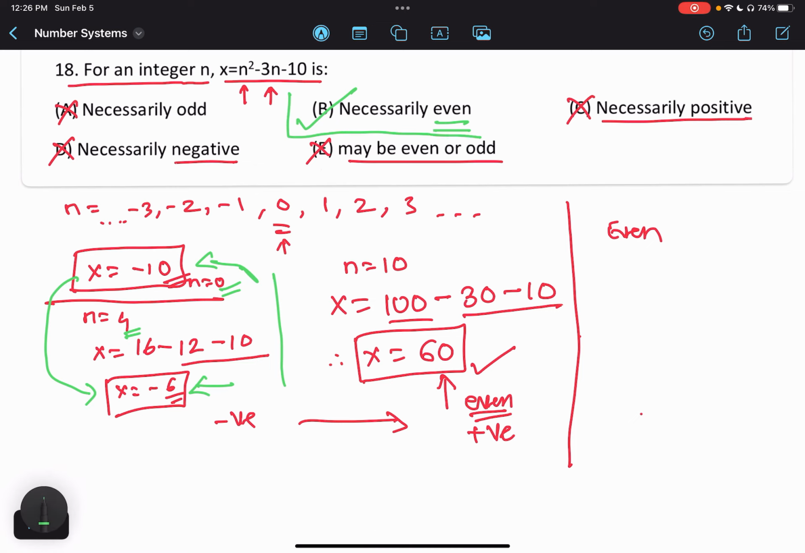So in this specific case, I will say option B is our correct answer, which is necessarily even.